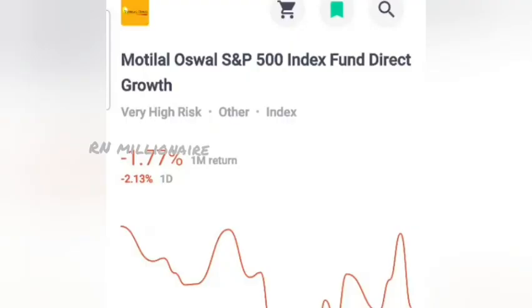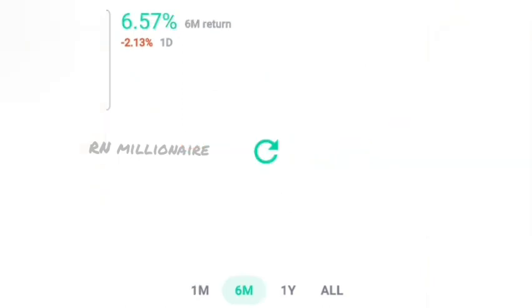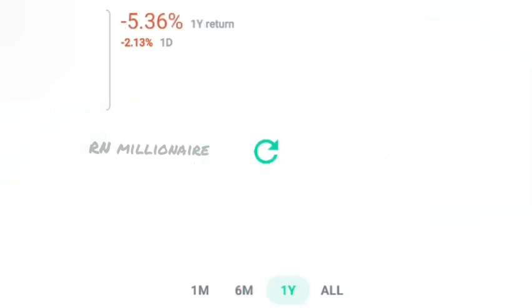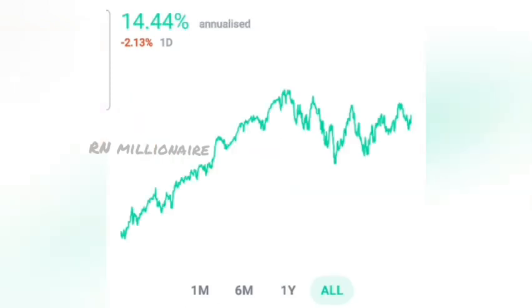This mutual fund currently has a negative return of minus 1.77% in the last 1 month. Whereas in 6 months it gave 6.57% positive returns. But in 1 year it gave a negative return of minus 5.36%. Whereas the entire return since the launch date till now is 14.44% positive. Currently this ETF fund is trading at 14.79 rupees.